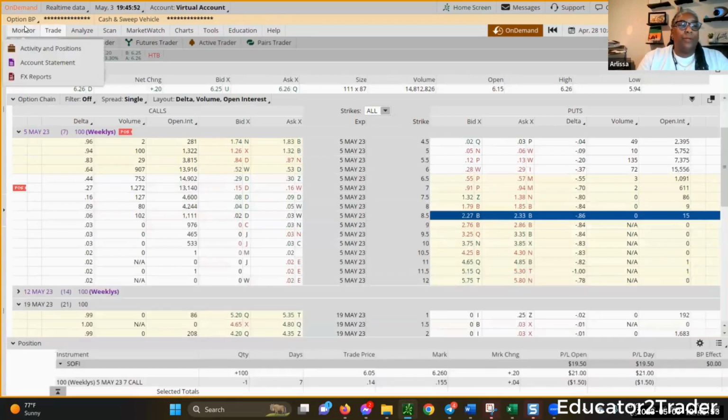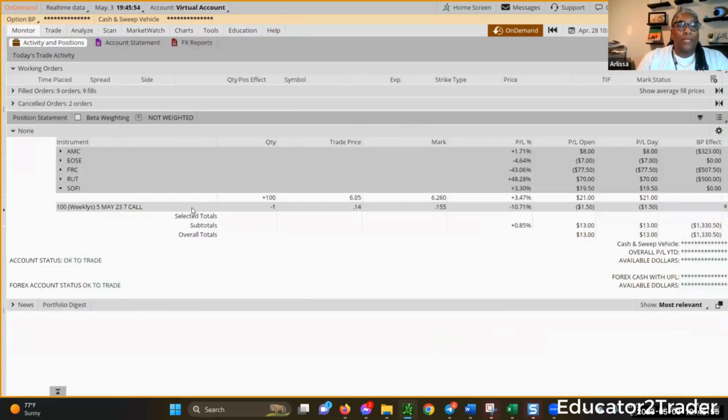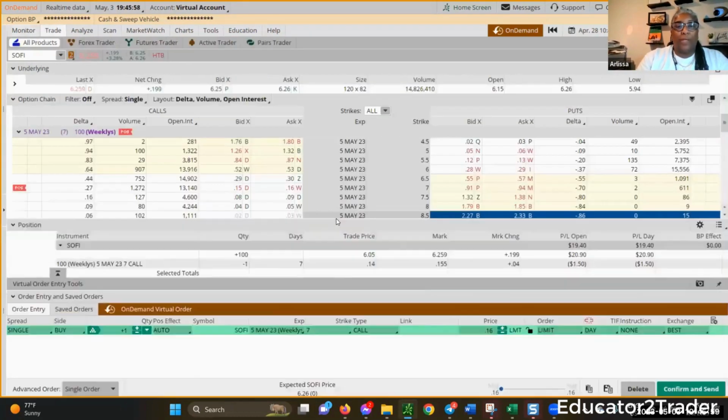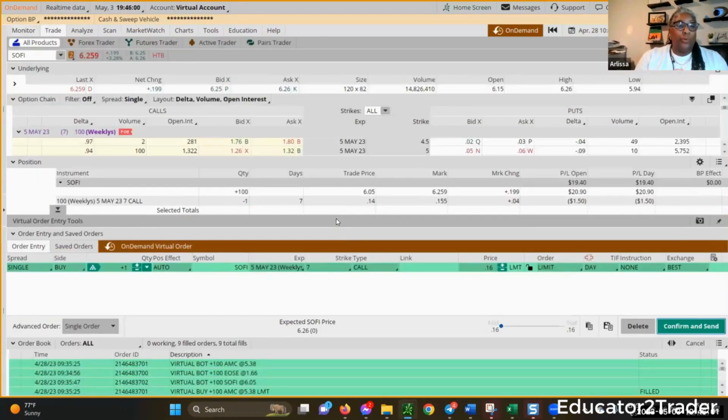Create your closing order. I would slide over here and select this, not that. Okay, so let me right click and create a closing order, slide over here and pick it. Then the order entry pops up. Got a +1, now it's green. Notice it's green, that's because we're buying now, we're buying back. It says I got a SoFi call, and it's going to cost me $16 to buy it back.